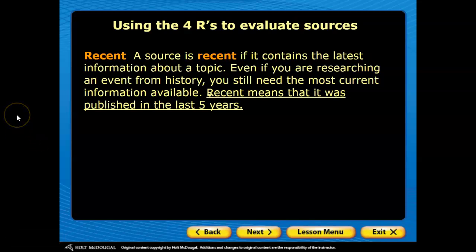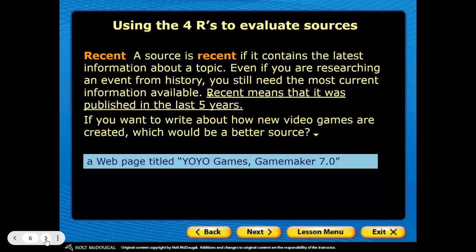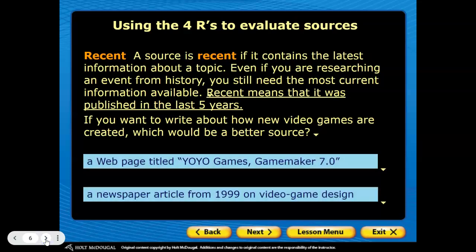I tell my students that they should only be using sources that have been published within the last 5 years. If you want to write about how a new video game was created and you're doing a research project about that, which of the following might be the best source of information for you? So obviously, the first one would be better. 7.0 would mean it was probably more recent. You do not want to take something from 1999. It would not be recent.